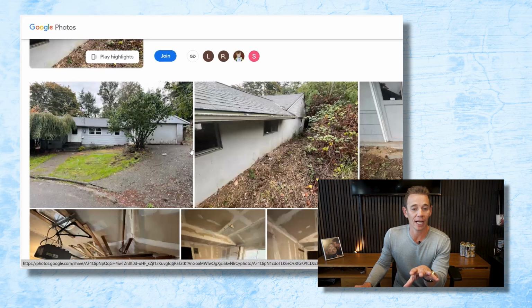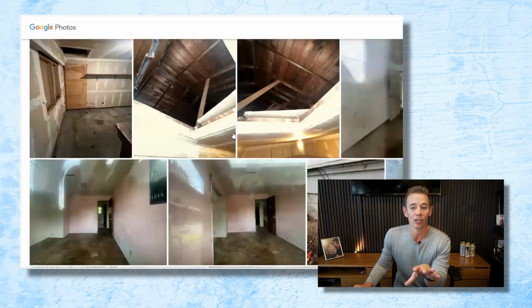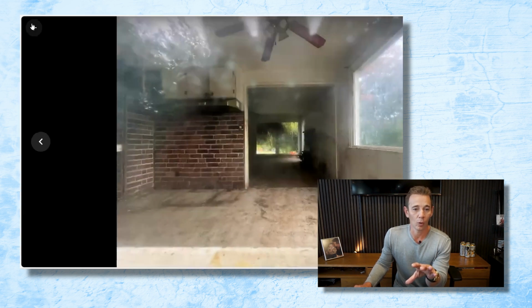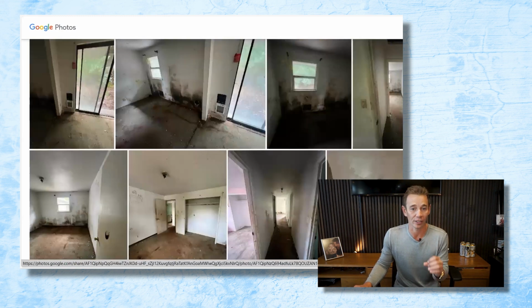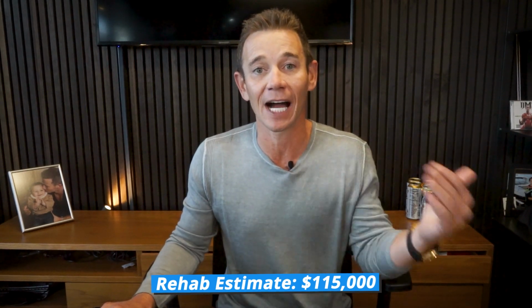So before we use the calculator, we evaluate the property. Here are photos of it. As we can see, it needed a lot of work. It had lots of deferred maintenance. We can go through, there was some mold going on. It needed cabinets, flooring, countertops. It needed a lot of work. This is actually a fairly good BRRRR property, it looks like. After reviewing the pictures and the conditions, we can come up with a rehab. We thought it was going to cost $115,000 to get it to highest and best use.